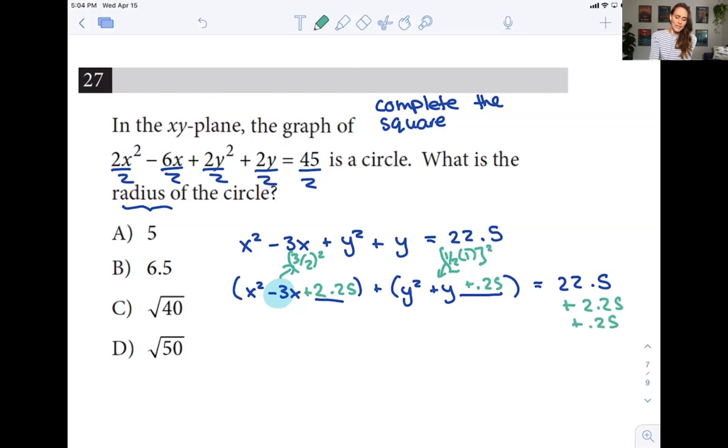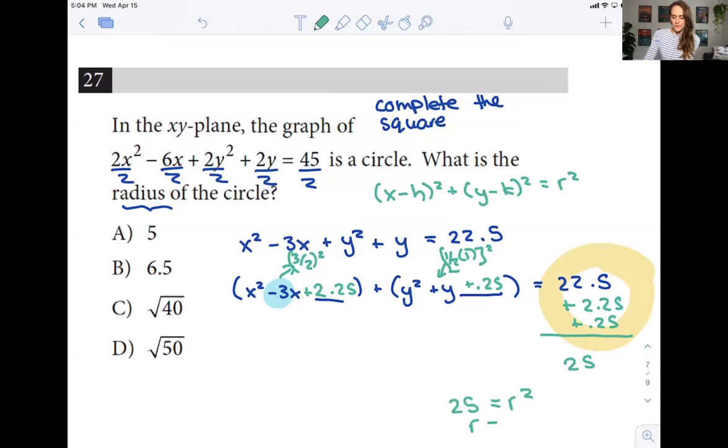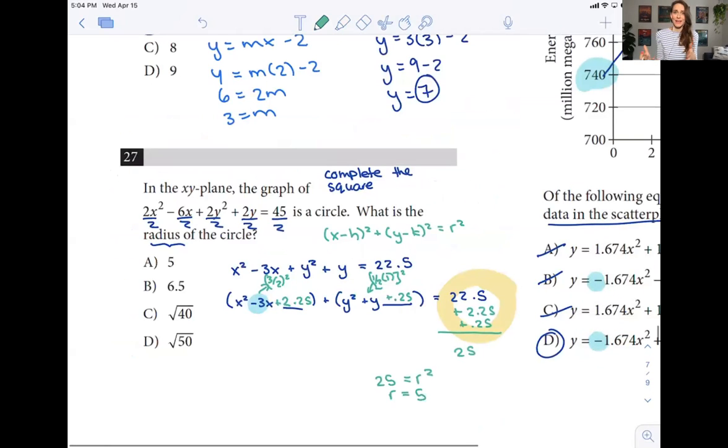Because we're looking for the radius, and remember that (x minus h) squared plus (y minus k) squared equals r squared, I can at this point pretty much just zoom in on this side of the equation, because that side equals r squared. So if I add 2.25 and 0.25 to 22.5, this would give me 25. So I know that 25 equals r squared, so r equals 5. That can be a little bit math intensive for students who are not comfortable with completing the square. You do need to know how to do this without your calculator, in case you get this kind of question in the no calculator section.